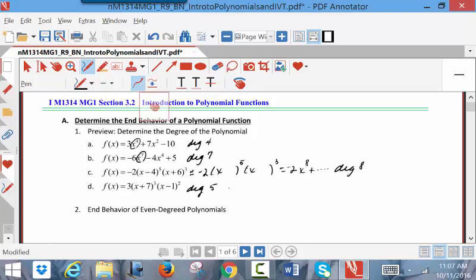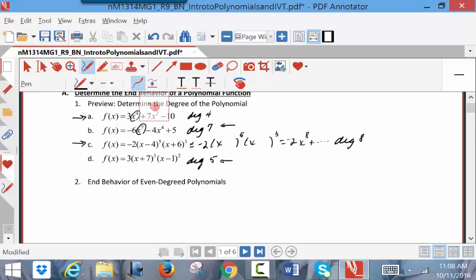So now the other thing you need to take note of is that example A and example C, the degree is an even number. So it's called an even degreed polynomial. It's because the degree is an even number. So those are even degreed polynomials. Whereas B and D, their degrees are odd numbers, or odd degreed polynomials, which is going to take us into now the end behavior of even degreed polynomials.